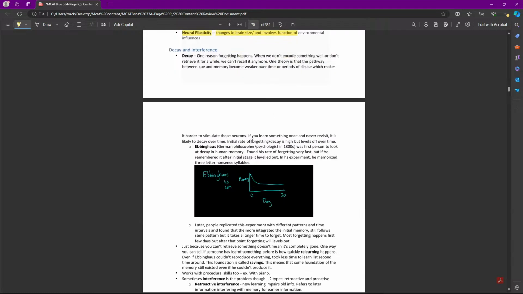Decay and interference. Decay is one reason for forgetting. Forgetting happens when we don't encode something well or don't retrieve it for a while, and we can't recall it anymore. One theory is that the pathway between cue and memory becomes weaker over time, a period of disuse which makes it harder to stimulate those neurons. If you learn something once and never revisit it, it's likely to decay over time. The initial rate of forgetting is high, but levels off over time.